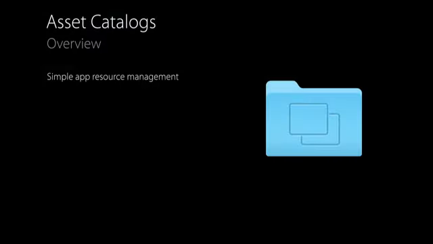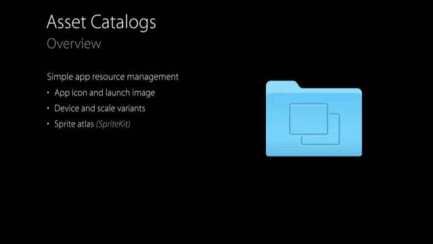If you're not already aware, asset catalogs are a way to easily manage resources in your application, like images. They're used to store things like your app icon and launch images, and also all of the images for the different devices that you support, and scale factors, like Retina or non-Retina. When building games with SpriteKit, asset catalogs are also the way that you build sprite atlases. And you can use asset catalogs to tag resources for use with the on-demand resources feature. And another good example of how you can use asset catalogs is for storing resources for your watch complications.